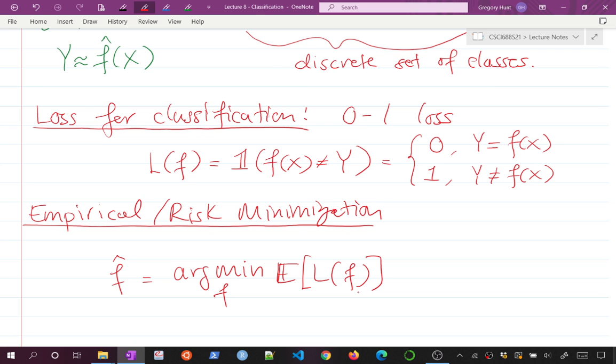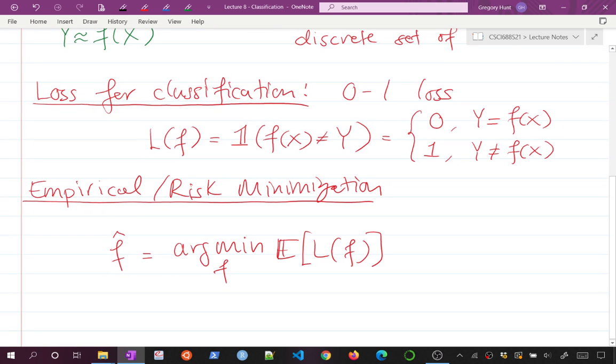Okay. So we use this loss to evaluate functions, as it were, or to choose our f hat. We want to choose f hat so that it minimizes our risk. It minimizes the expected loss.